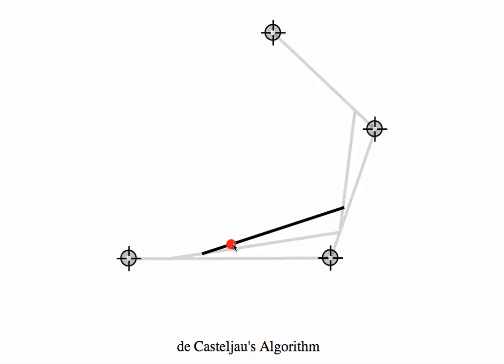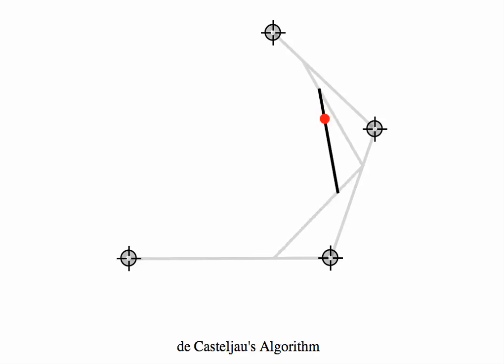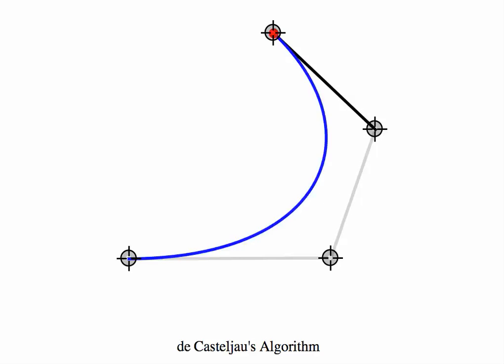And we can do it again for that polygon. There's no more segments to compute, so that's our point on our Bézier. As we move t from one side to the other, that red dot traces out a path. And guess what? That path is exactly on our curve. And that's all there is to the Casteljau algorithm.